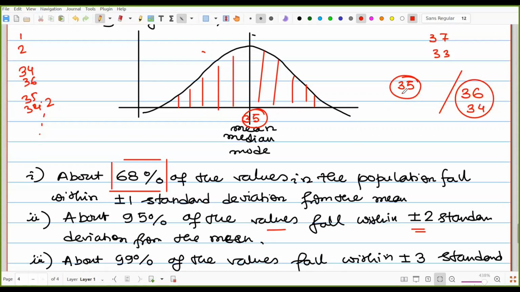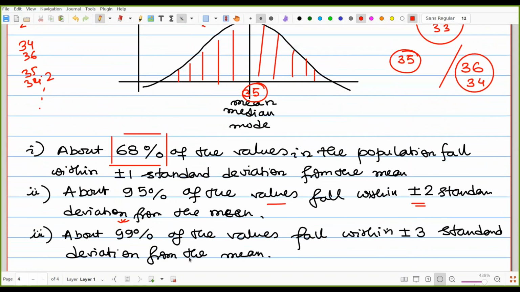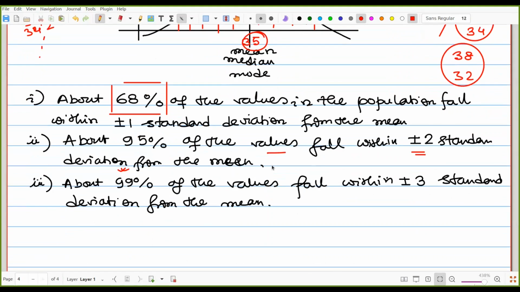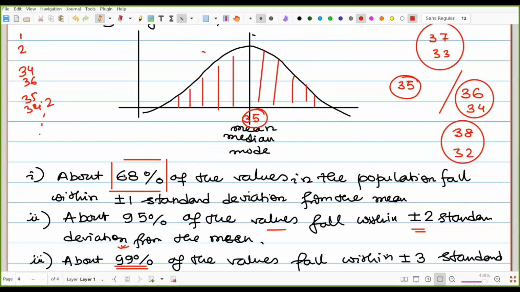If that is also not true, that is another way. That means 99% of the values fall within plus-minus 3 standard deviations. So if 35 is the mean, then the data values may be 38 or 32, like that. And those are near about 99% of the complete data. So in that way, the standard deviation gives us the deviation from the mean.